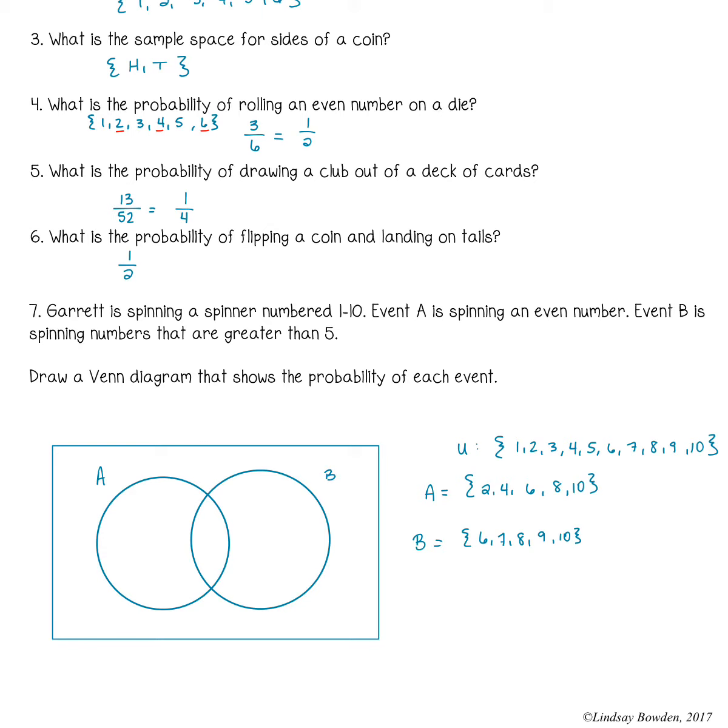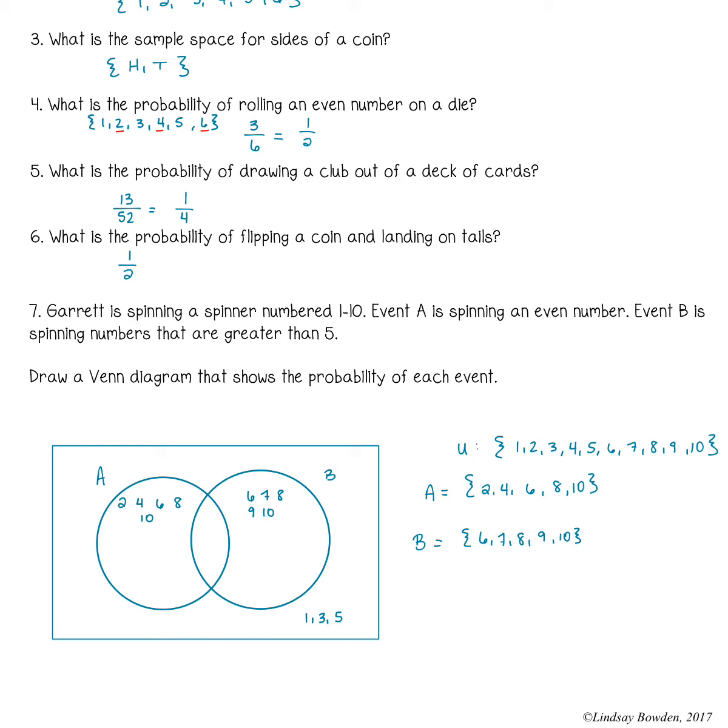So probability that the one we rolled was an A: 2, 4, 6, 8, and 10. Only B would be 6, 7, 8, 9, and 10. And then 1, 3, and 5 were neither. So when I look at this, we got to figure out who's in both, and then we're going to determine our own probabilities based on that.